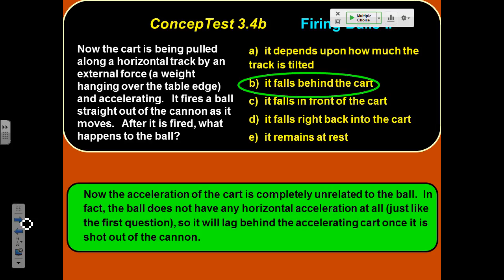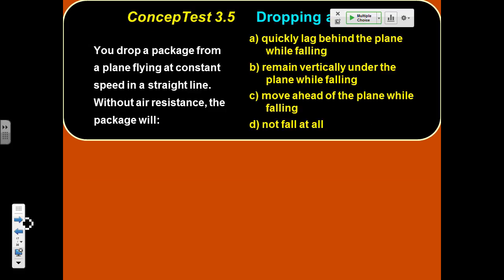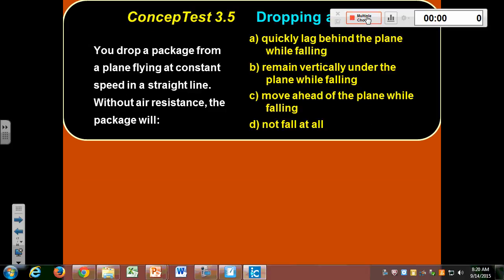Falls behind the cart. So if I'm speeding up, I throw it up, and then it goes behind me. You get the idea. You drop a package from a plane flying at a constant speed in a straight line. The package will do which of these?